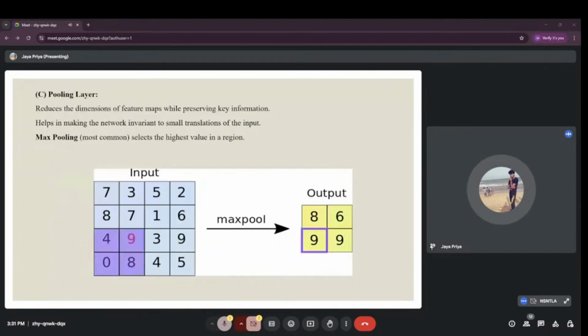Next, pooling layer. It reduces the dimension of the feature map while preserving key information, helping in making the network invariant to small translations of the input. Maximum pooling selects the highest value in a region. See the example. The 4 by 4 image is divided into 2 by 2 regions highlighted in the purple color. For each region the maximum value is taken. For example, the first 2 by 2 matrix 7 3 8 7, the maximum value is 8.